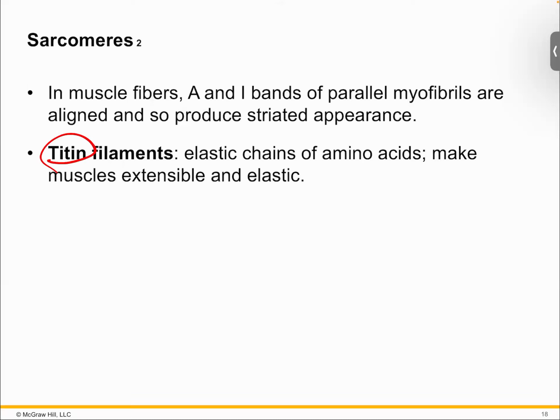Titin is a long chain of amino acids, and this helps make the muscles a little elastic. Think of it like a bungee cord that's tethering everything together, so it keeps everything elastic and extensible. We'll take a look at the role of the titin filaments in just a second. They do play a role, but we have to understand the sarcomeric structure a little better first.